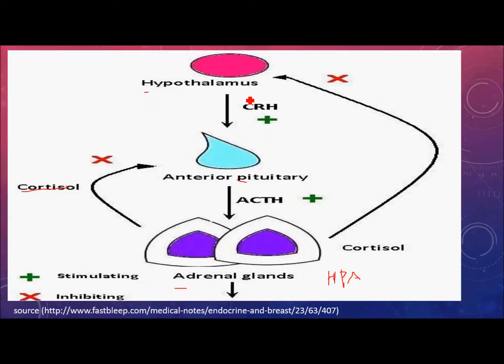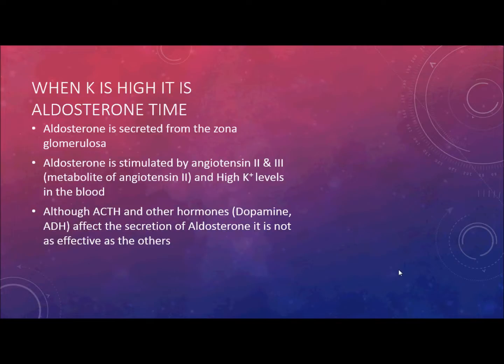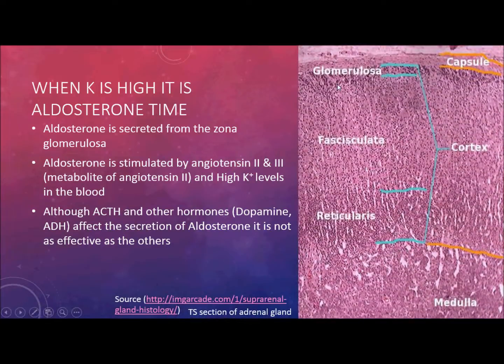Potassium is high, it is aldosterone time. Aldosterone is secreted from the zona glomerulosa, over the side, this one is where we put it in the first slides. The aldosterone is stimulated by angiotensin 2 and 3. Angiotensin 3 is just a metabolite of angiotensin 2 after it's broken from angiotensin 1. And it's only secreted at high levels of potassium ions in the blood.